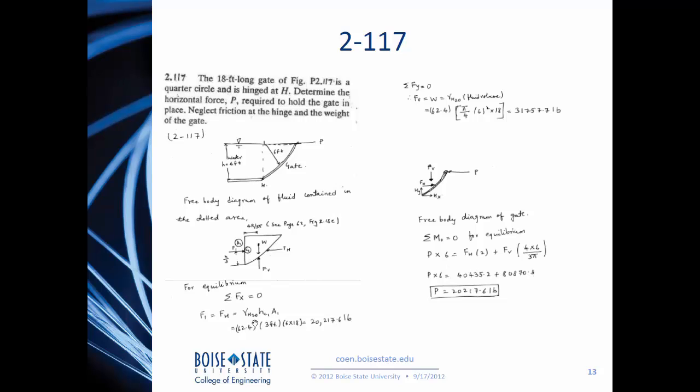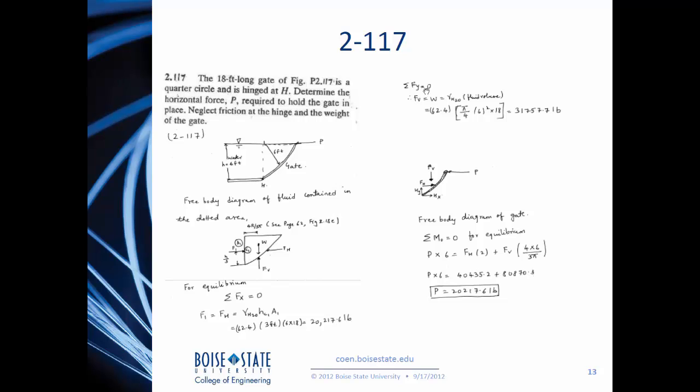For equilibrium, if I sum the forces in the x direction, F1 is nothing but Fh, which is equal to gamma of the water, times the height of the centroid, times the area. And here the area of the planar surface is the height here, which is 6 feet, times the length of the gate into the screen, which is 18 feet. And that gives us a force.